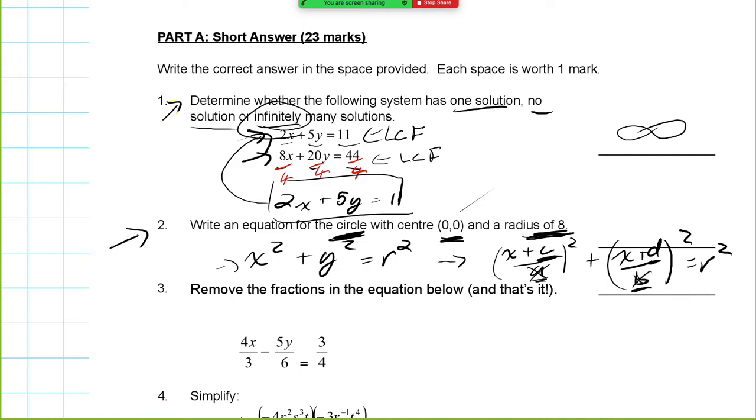And the c and the d, they have to do with the center of the circle. And in this case, the circle is going to be at 0, so those values are going to be 0. So we're actually going to be working with a very simple version of the equation. x squared plus y squared equals r squared.